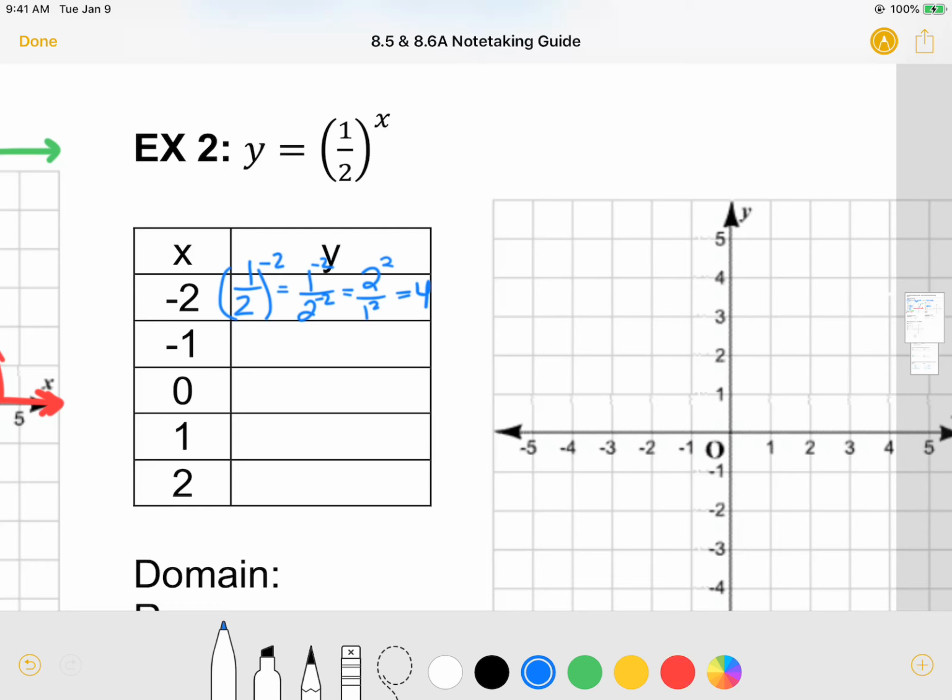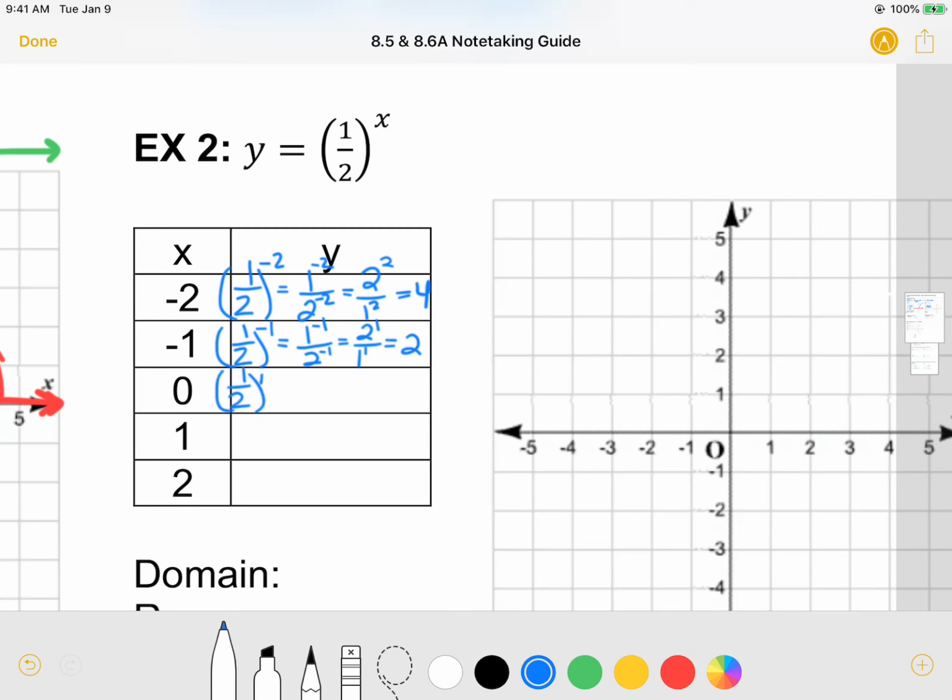Let's plug in negative 1. So 1/2 to the negative 1 power, distributing your exponent, 1 to the negative 1 over 2 to the negative 1. Okay, flip it around. So 2 to the first over 1 to the first, and that gives us an output of 2.